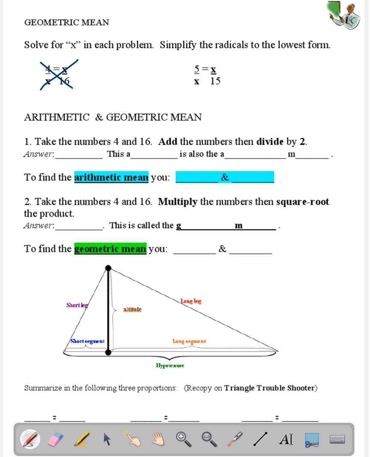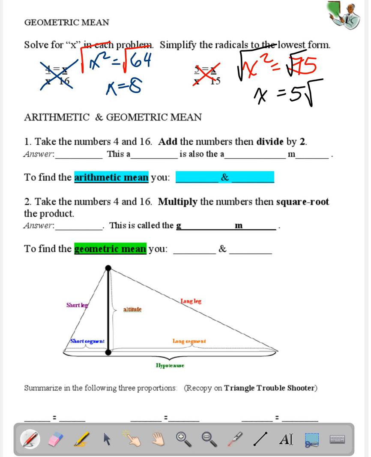So if we were to cross multiply here, we'd have x squared equals 64, square root. You end up with x equals 8. If we cross multiply here, we end up with x squared equals 75, square root. x equals 5 root 3.